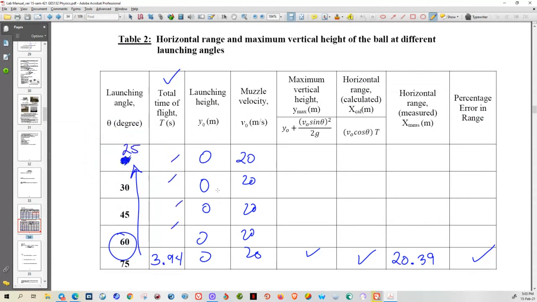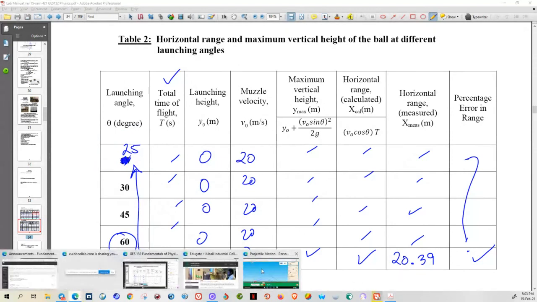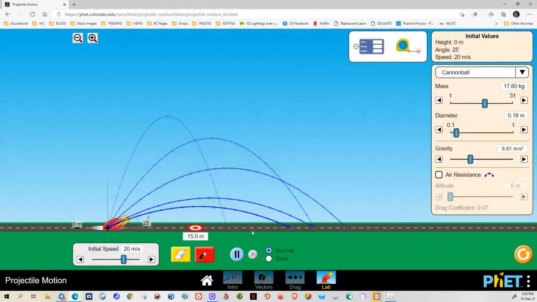So measure all the time, calculate the maximum height, calculate the horizontal range, measure the range, and then find all the percentage error. All by using the simulator. Any questions? Do you want me to send the link again? Yes, go ahead. I'll open it in another window.